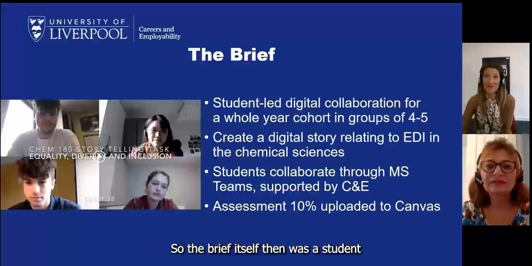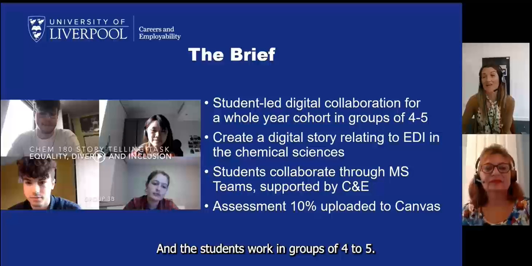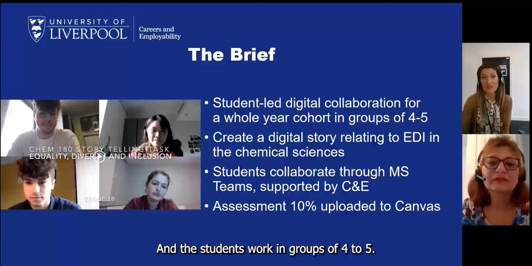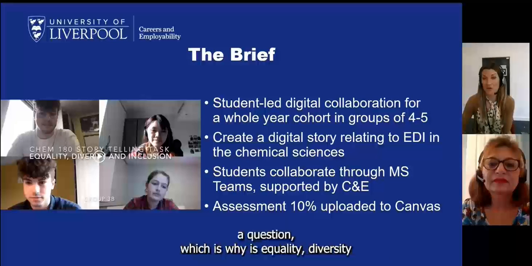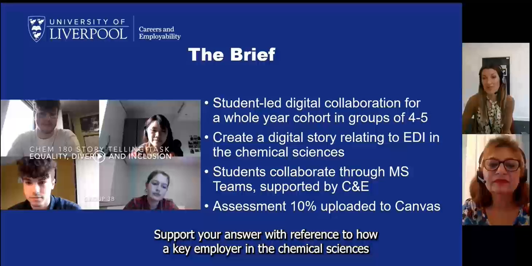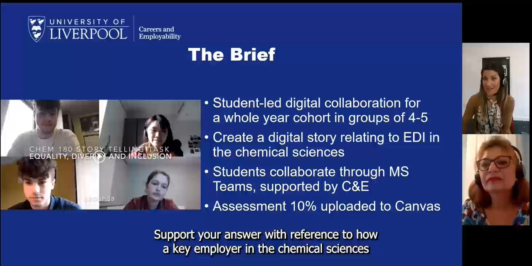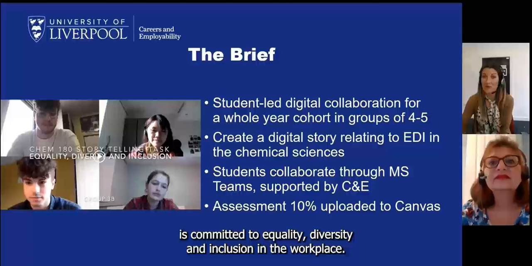So the brief itself then was a student-led digital collaboration, and this is for a whole year cohort, and the students work in groups of 4 to 5. Specifically, we assigned students a question, which is, why is equality, diversity and inclusion important in the chemical sciences? Support your answer with reference to how a key employer in the chemical sciences is committed to equality, diversity and inclusion in the workplace.